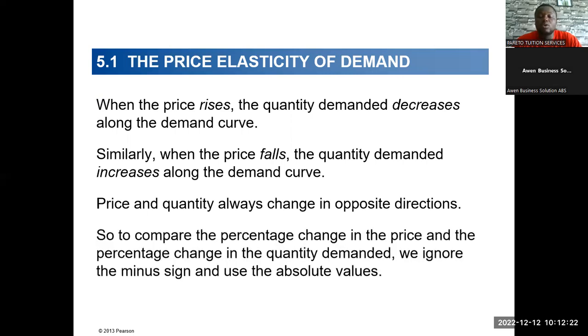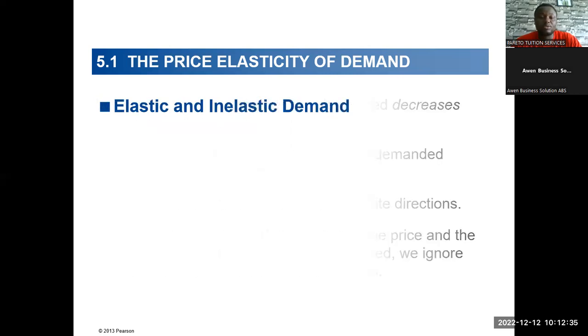But then we just ignore the negative sign. So we'll just use the absolute value. I hope you are following. So we just ignore the sign for price elasticity and we'll use the absolute value. So we'll come to how to calculate it. We'll see the value, then we'll interpret it as well.